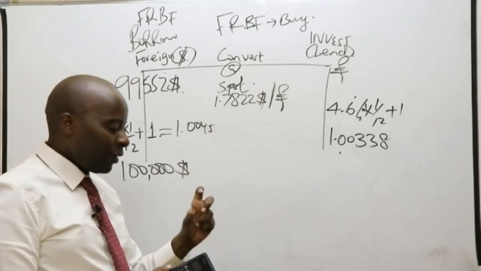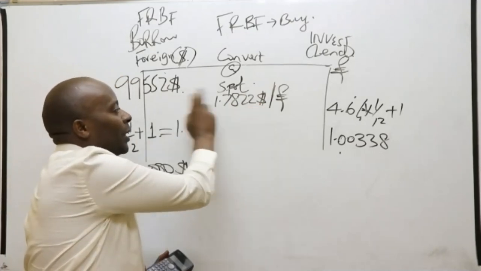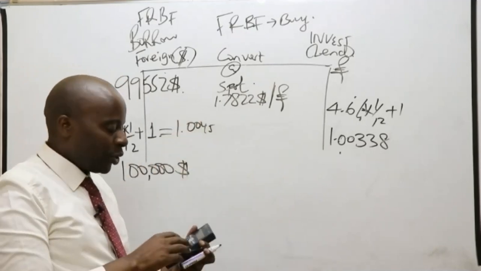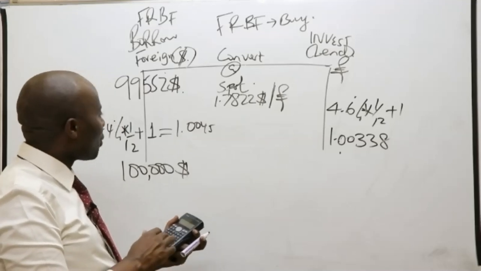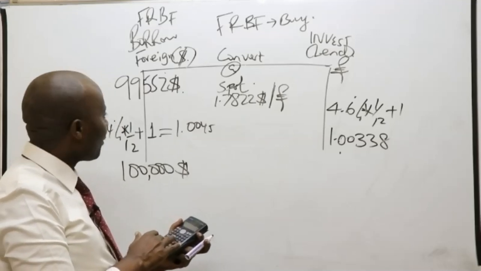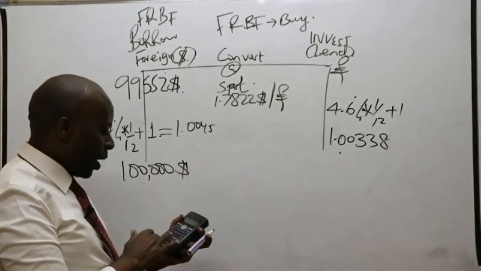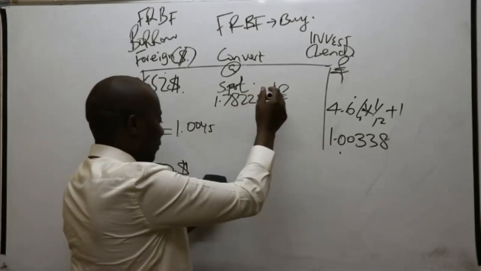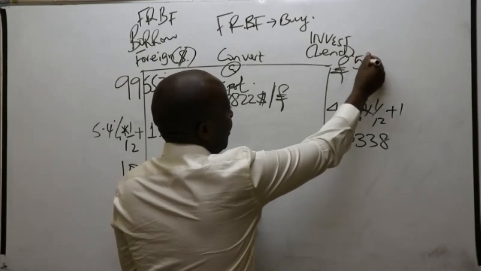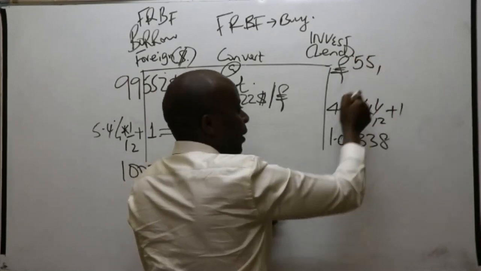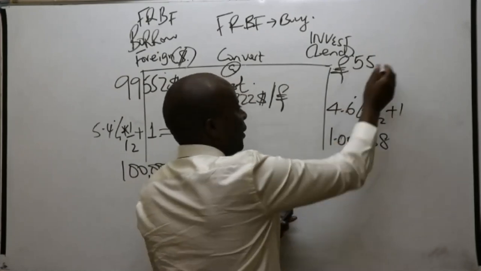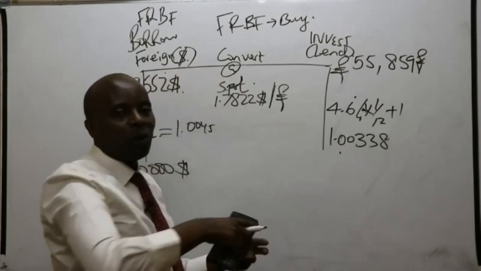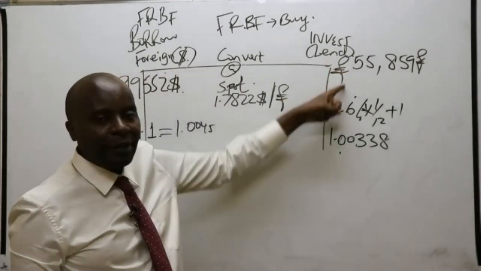With the pounds. So whenever you see some commonness in terms of currency and they need you to do a conversion, common currencies can never be multiplied. You can only divide. So we have here 995.52, divided by 1.7822, giving us, ladies and gentlemen, 55, of course, rounding off errors are expected, 859 pounds.